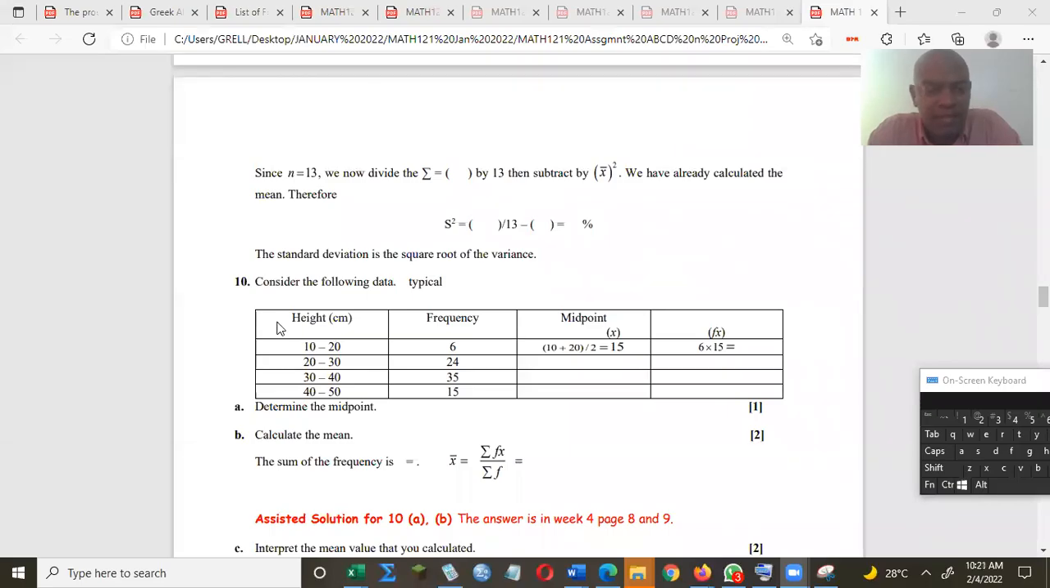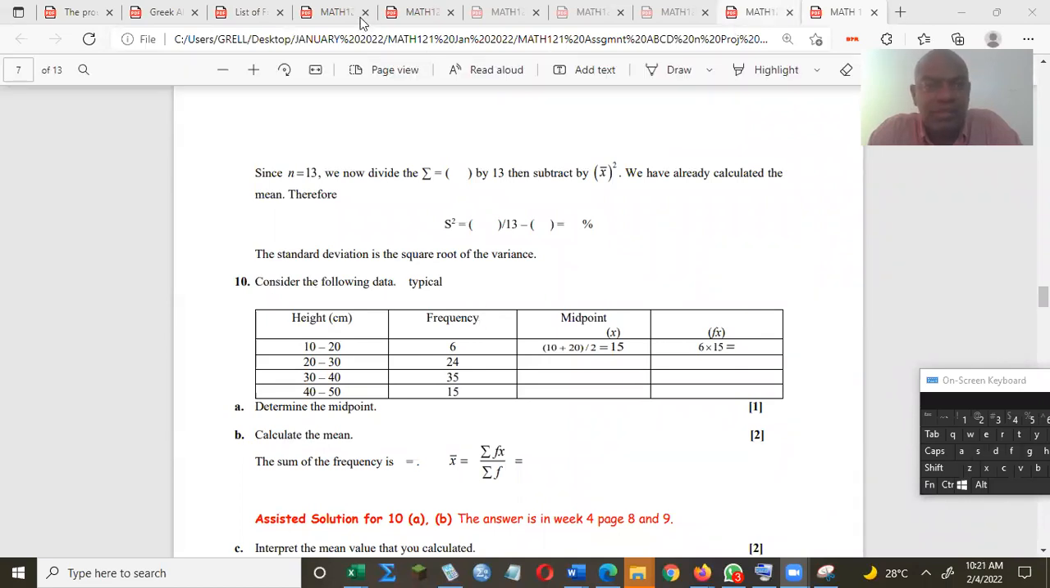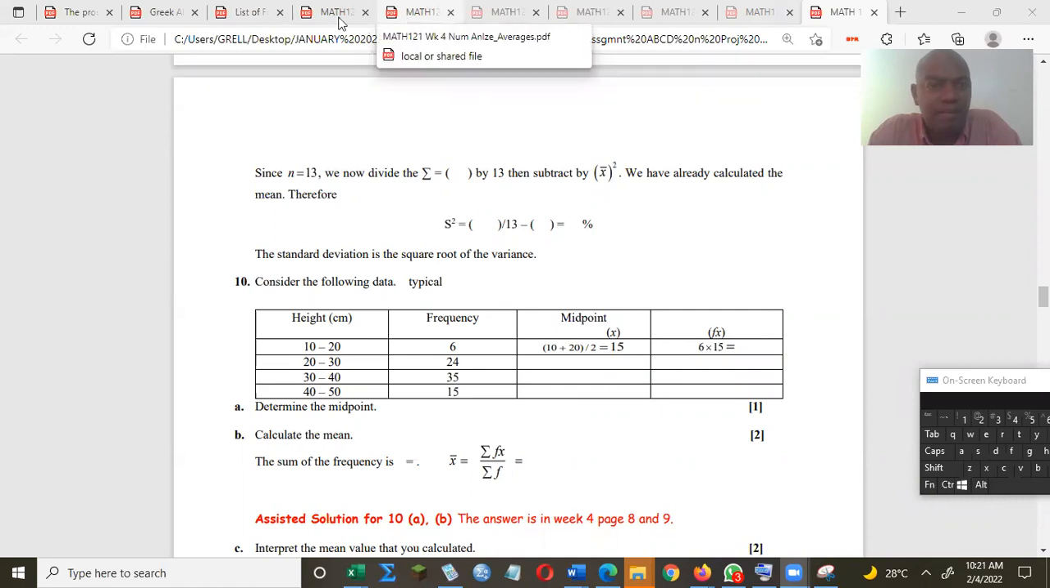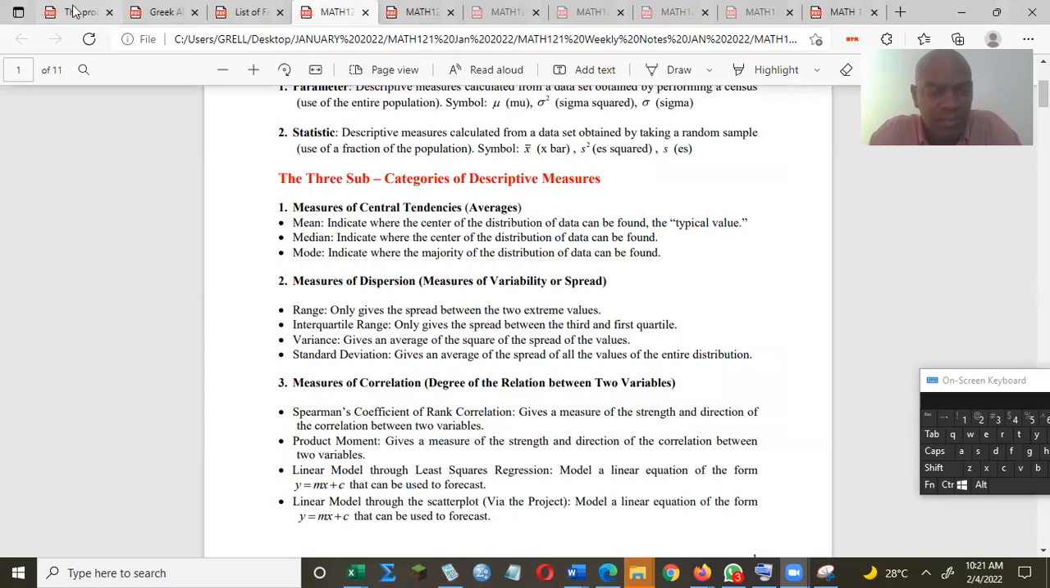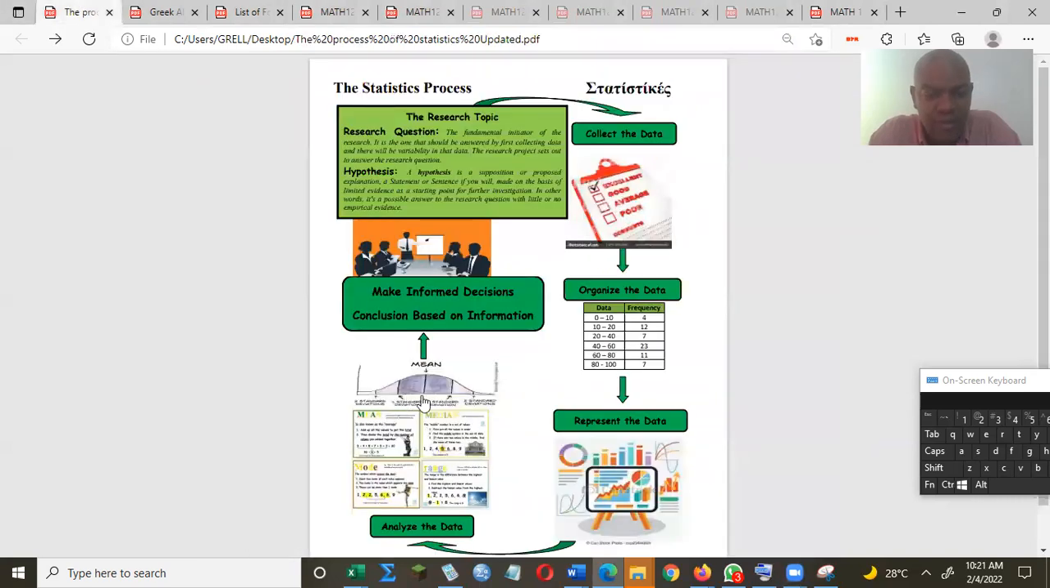Number 10, part A, is about calculating the mean, median, mode, that's the three central tendencies, and variance and standard deviation using grouped data. The measures of central tendency and the measures of dispersion, the two most popular and most versatile ones, the variance and standard deviation using grouped data. Please remember that we are in numerical analysis, calculating descriptive measures to describe the data set.